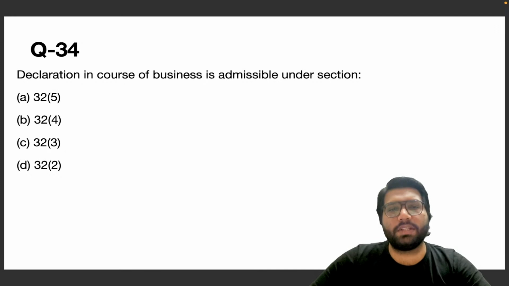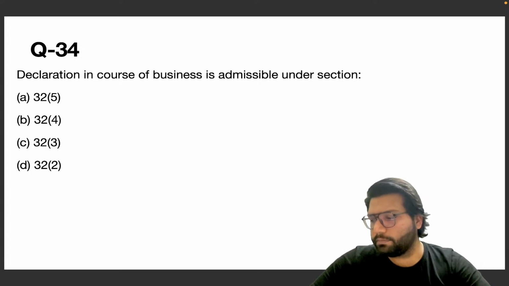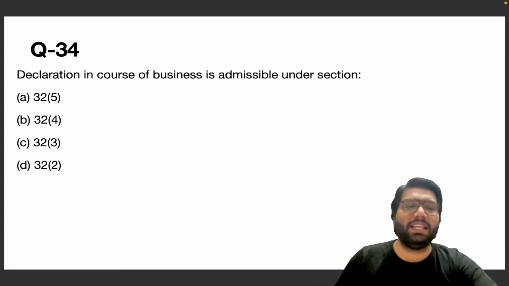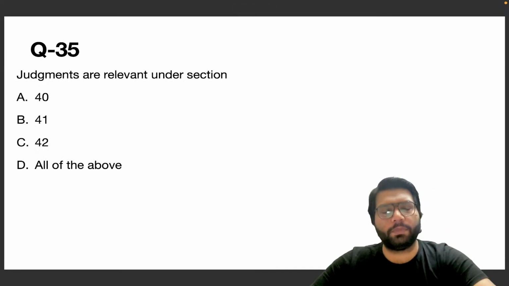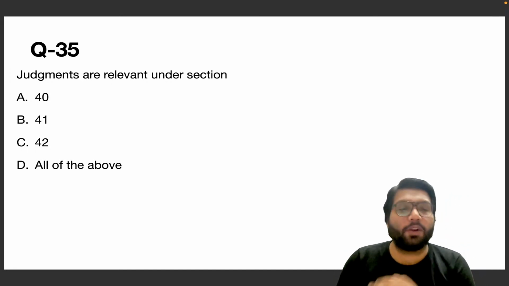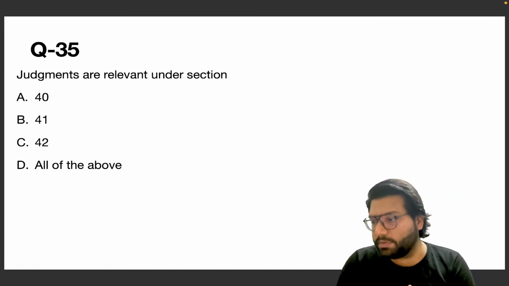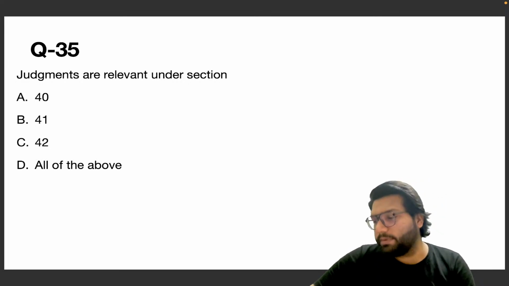Declaration in course of business is admissible under section. First one to answer correctly is Sapna, followed by Shalini and Amit. D is the correct answer, students. Judgments are relevant under section. Under which section the concept of judgments are relevant? 40, 41, 42 or all of the above?